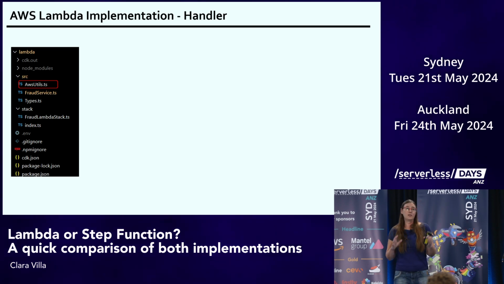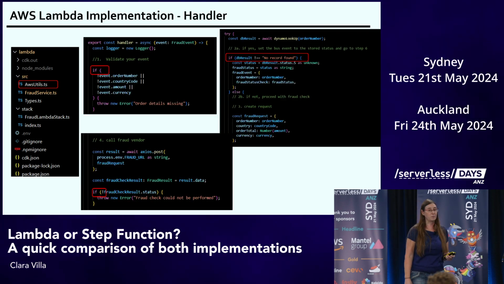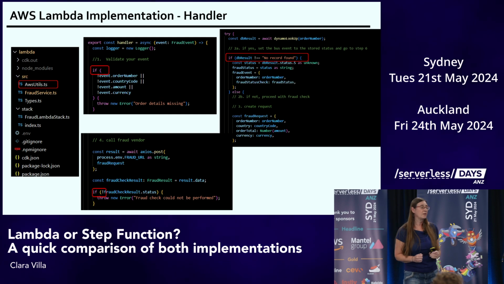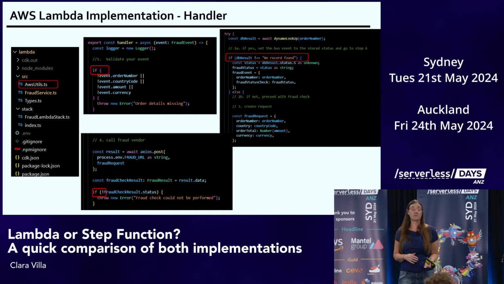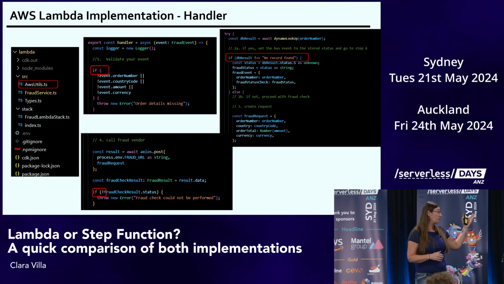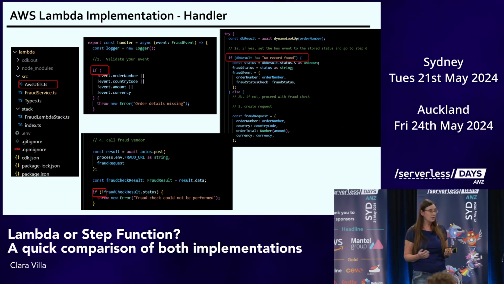And the main logic is going to be driven by if statements. I have a variety of them. So I'm checking if my event is valid. Then I'm calling Dynamo. I'm checking if I'm getting a result. Then when I call my fraud provider, I'm even checking if the response actually returns a status field, just in case I get a 200 and it's empty, and I can't get on with my life.